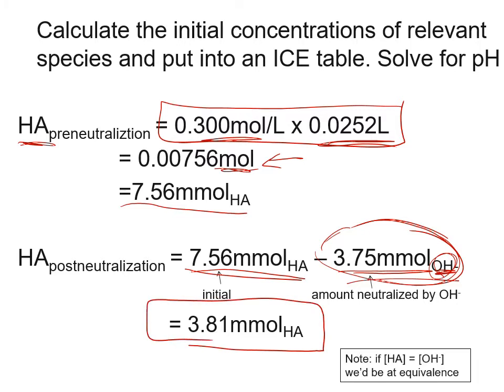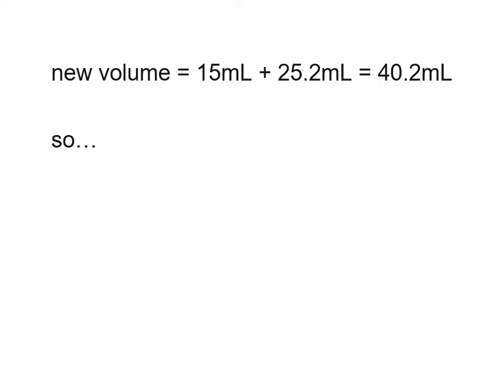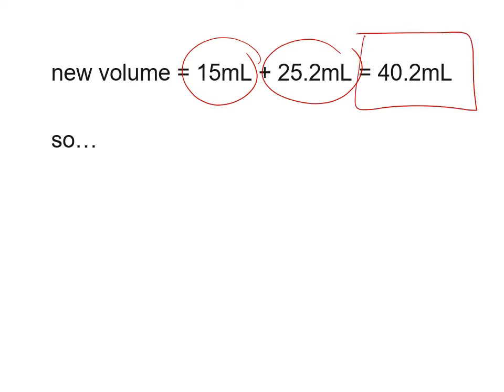Note that if these two numbers were equal, if the amount of base we added was equal to the amount of acid we have, that would put us at the equivalence point. For this particular part of the question, we are before the equivalence point, so there's less of the base being added, and there's going to be some leftover weak acid. Realize the volume's changing as well, because we had the 25 milliliters of the acid, we added in the 15 milliliters, so we end up with a total of 40.2 milliliters.